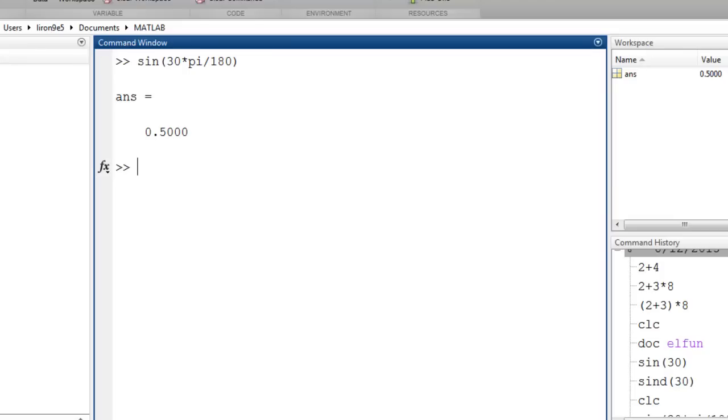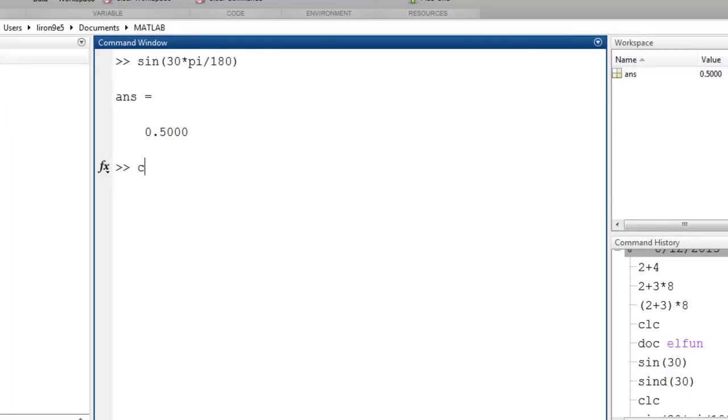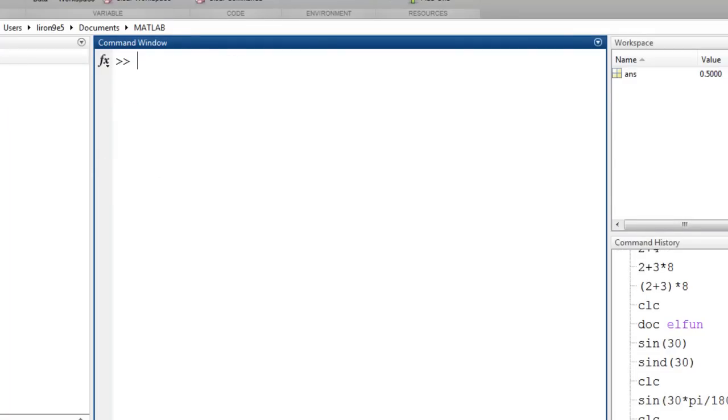Now let's go look at how we solve equations. For example, we are to solve for the hypotenuse of this triangle. The sides are 7 and 6, and we're looking for x. The equation is rather simple, but how can MATLAB handle this? Let's see if it can solve directly the equation.